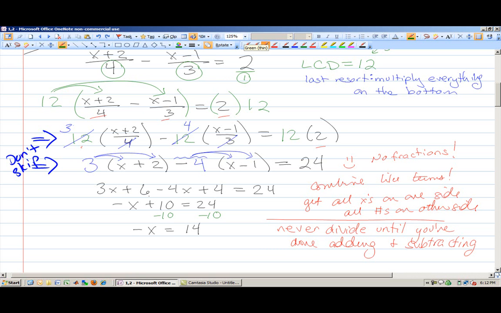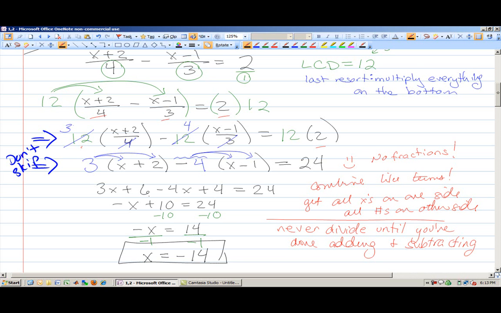So you have all the x's on one side and all the numbers on the other. So I want to get rid of this negative here. So I'm going to divide both sides by negative 1. And now I've got x equals negative 14. And there's my answer. All right?